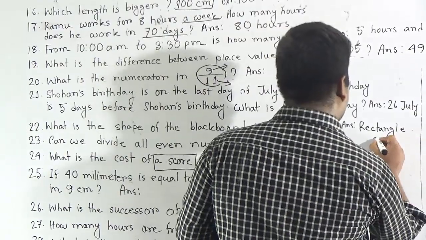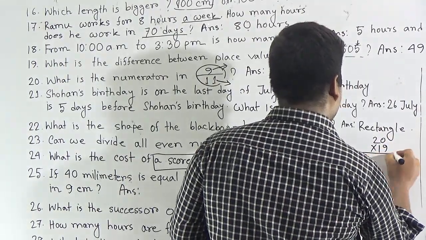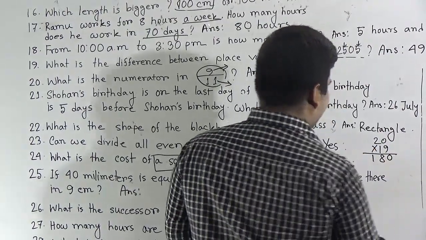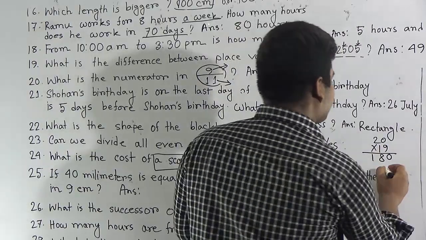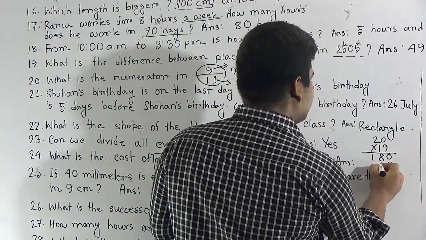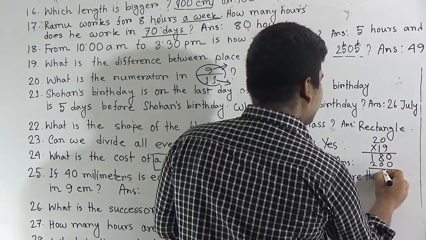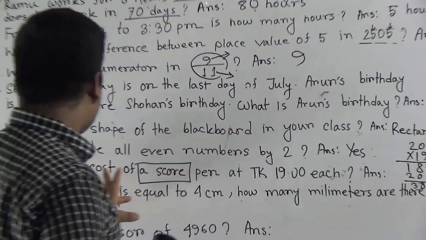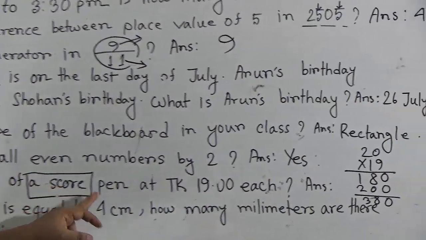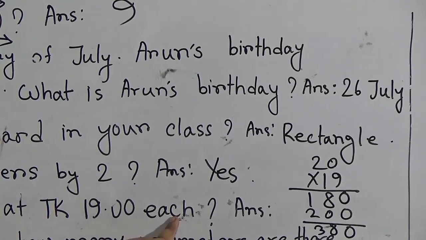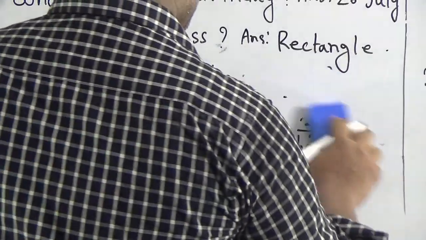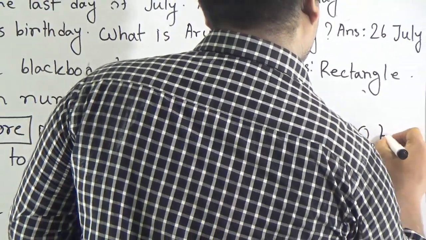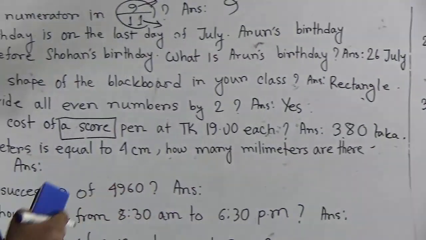So multiply first 20 by 19. 9 zeros are 0, 9 2s are 18. Now we do the work of the tens place, that means units place 0. 1 zeros are 0, 2 1s are 2. If we add, 0, 8, 3. So the answer is 380. So the cost of one score, that means 20 pens at 19 taka each, is 380 taka. I hope you have understood question number 24.